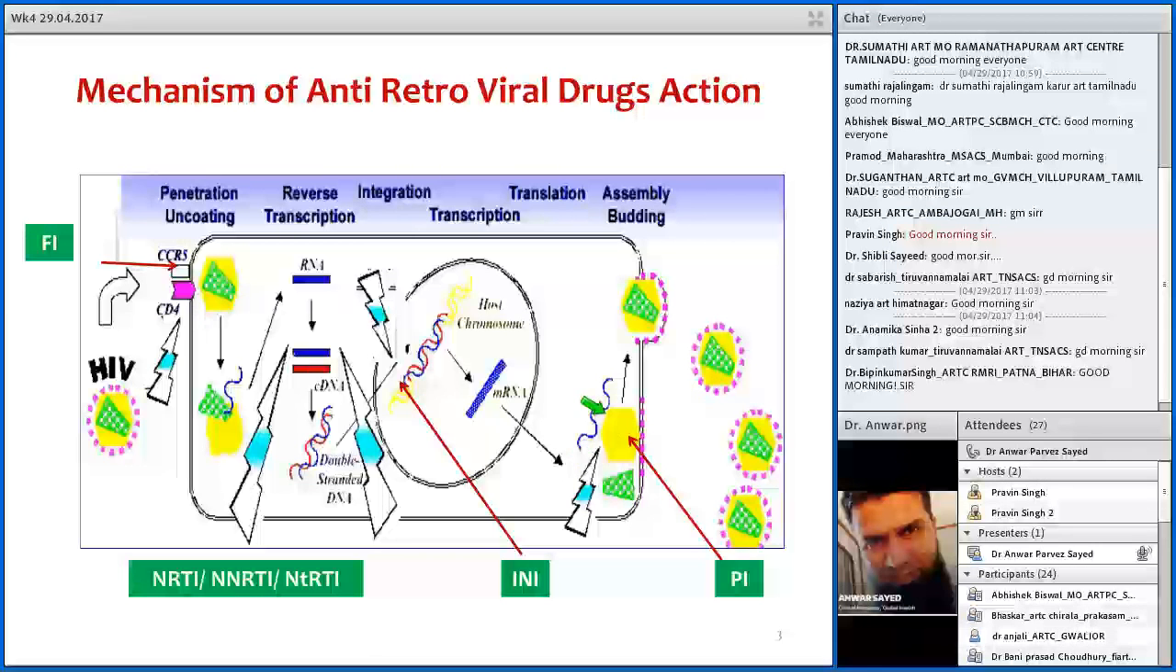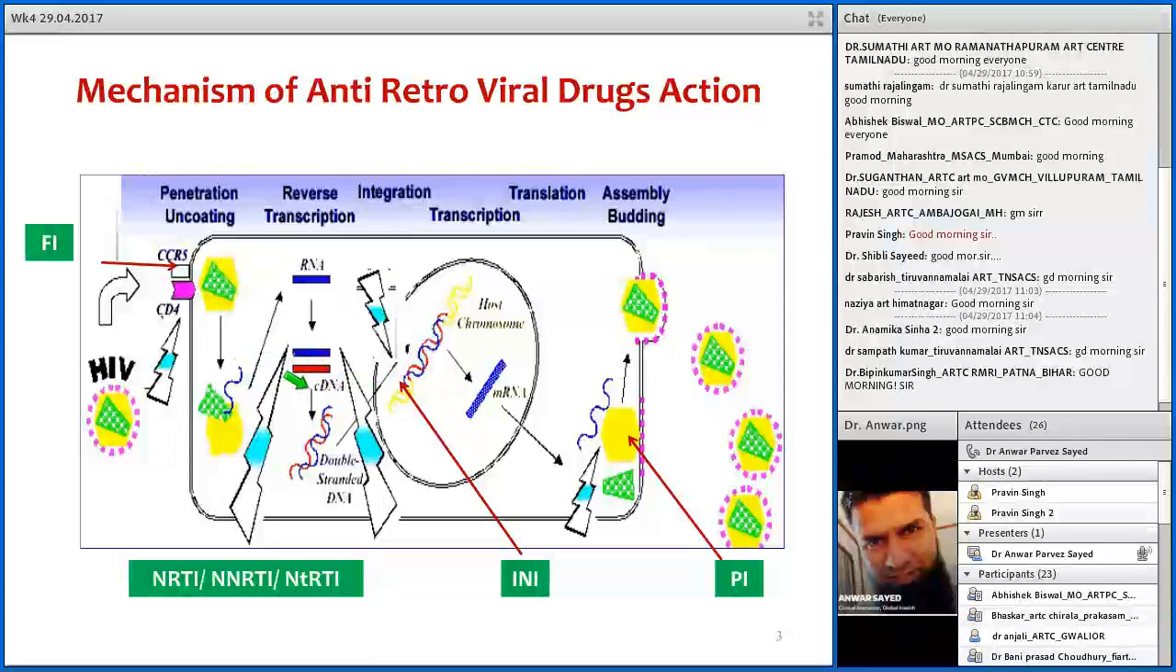So we spoke about the 3 enzymes and this one site. There are drugs like CCR5 inhibitor or Maraviroc. It is called a chemokine co-receptor inhibitor, and here we have reverse transcriptase inhibitors. Our NRTI and NNRTI are reverse transcriptase inhibitors.